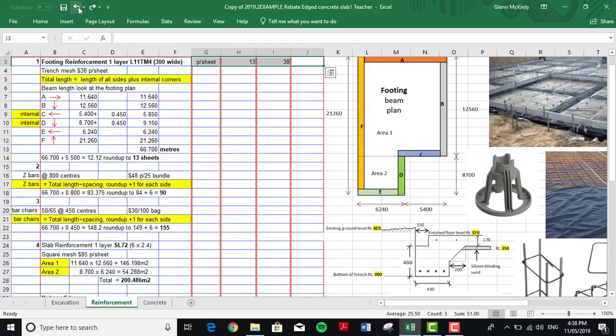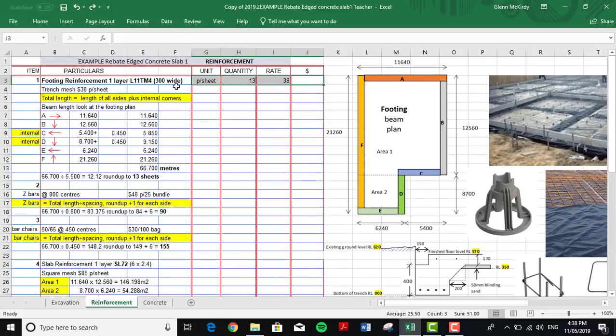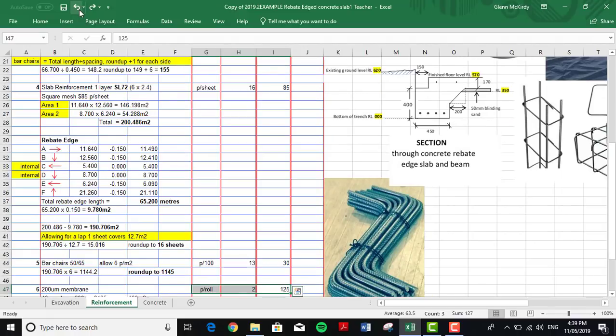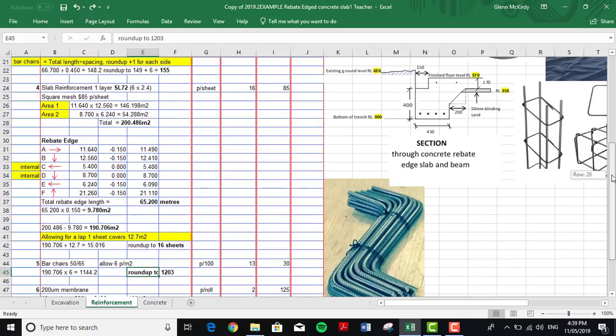Then we just gather these figures, calculations that we've done, and we put them in the columns. The steel is per sheet. The Z bars are per bundle of 25. The bar chairs are bags of 100. The slab reinforcement is per sheet, and our bar chairs are per 100, and our membrane is per roll.